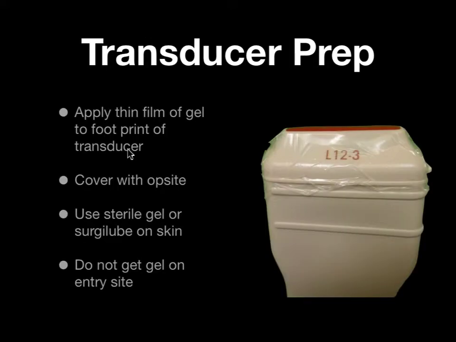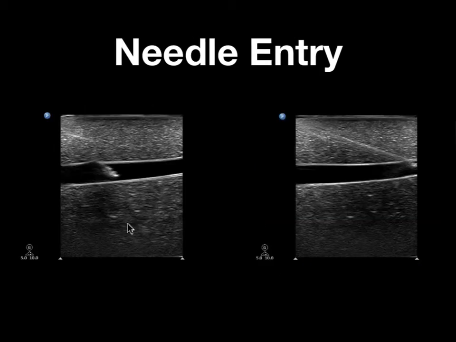In terms of transducer preparation, I will apply a very thin film of gel to the footprint of the transducer, and then I'll cover the transducer with Opsite, and then I'll use a very thin film of sterile gel or Surgilube on the skin, and you want to make sure that you don't get gel on the entry site itself.